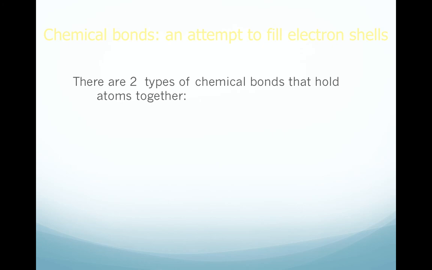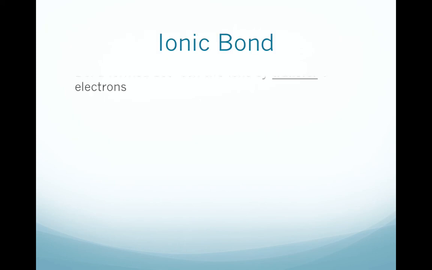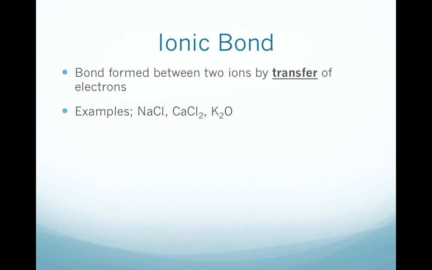So, electron or chemical bonds. Like I stated, there are 2 main ones we're going to talk about right now, and there's another one we're going to talk about in a few days, which is hydrogen bonding. But the 2 main ones that occur in living things are ionic bonds and covalent bonds. An ionic bond is when 2 ions transfer electrons. So there's a transfer of electrons, which is different from sharing electrons. A transfer is me giving you an electron. Examples of this are NaCl, calcium chloride, and potassium oxide.